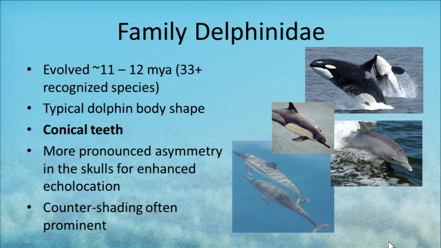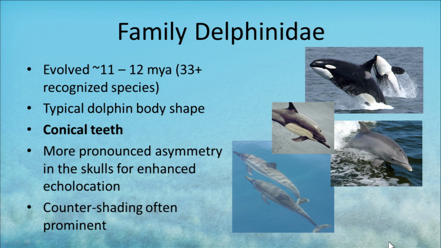The family Delphinidae evolved 11 to 12 million years ago, and there are between 33 and 38 recognized species, and they have a very typical dolphin body shape. So when you say dolphin, again, you're probably thinking Delphinidae. Moreover, they have conical teeth, as we saw earlier with the bottlenose dolphin skull.